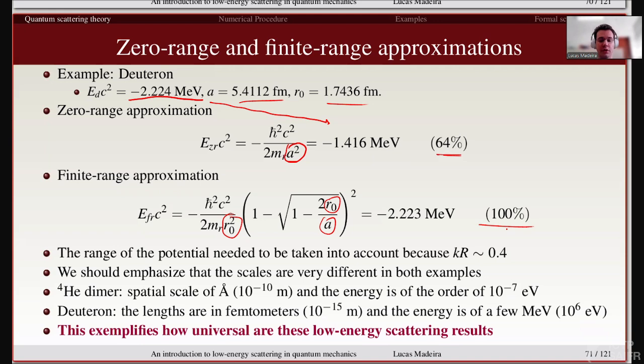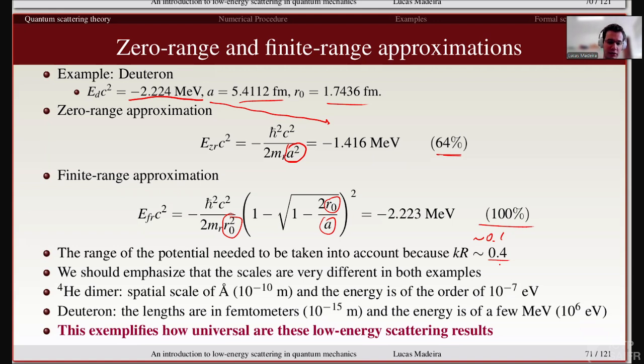So why was it that the first result was so good in the case of the helium dimer, and in this one is not that great? It's because for the helium dimer, the product of Kr was of order 10%, and here it's of order 40%. So that's a very different potential. The range of the potential is much larger in this case. But still, if we consider the effective range, we can match those things. So what's nice about comparing those two results is that they really emphasize how universal this low energy theory is.